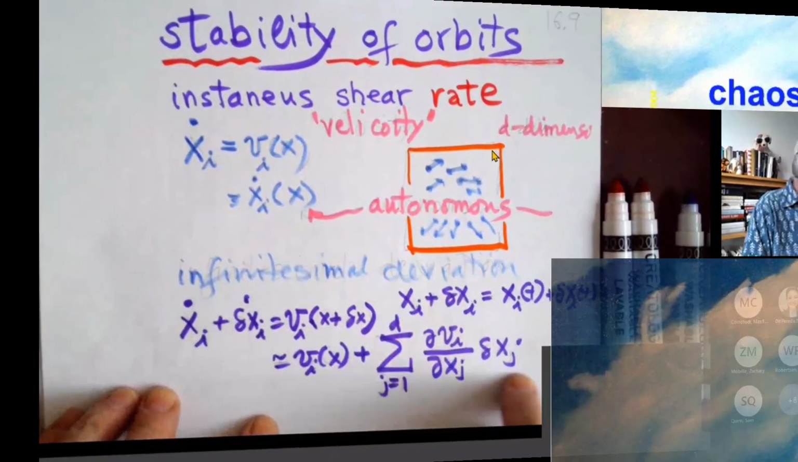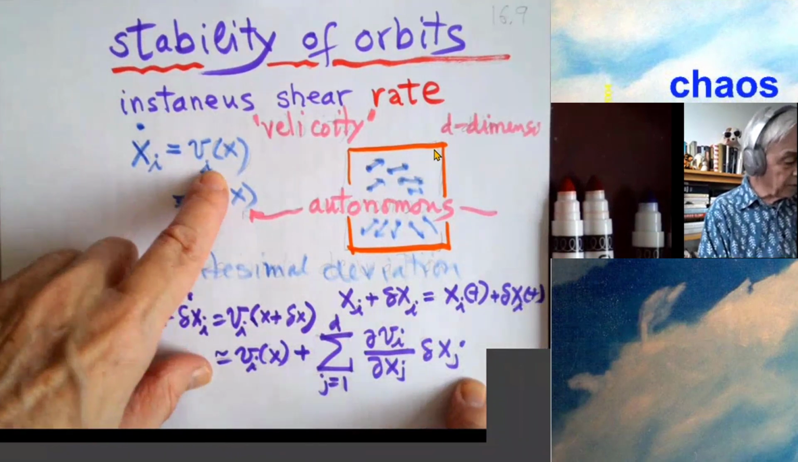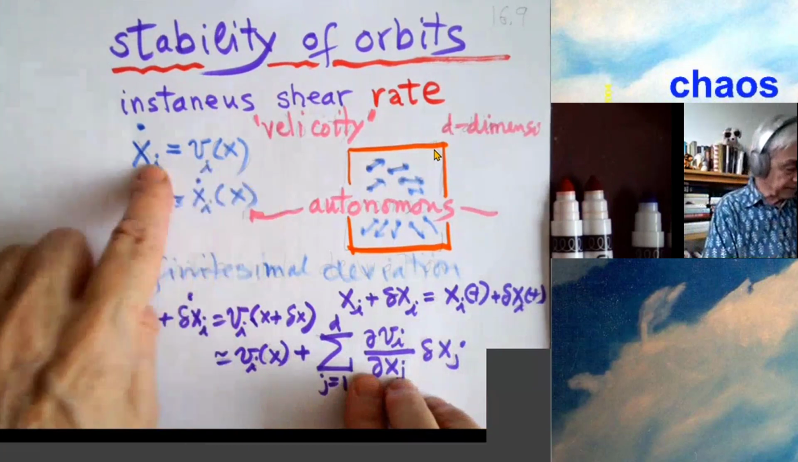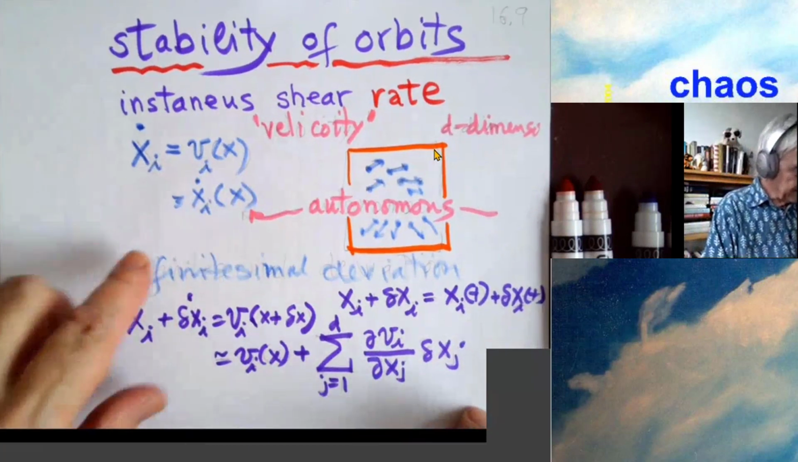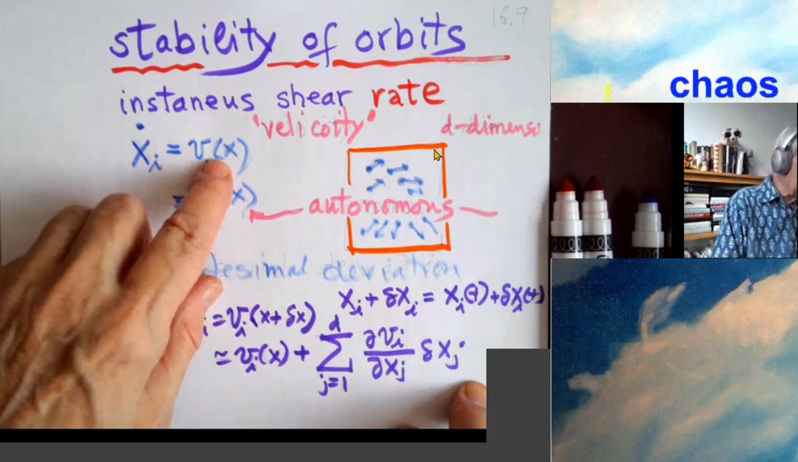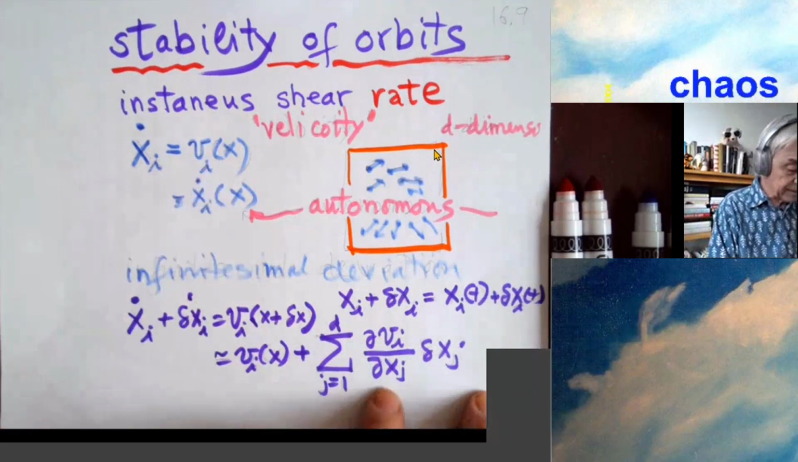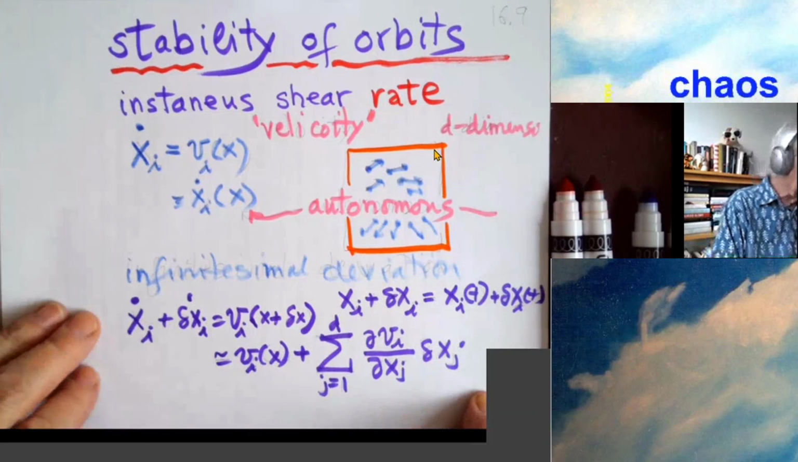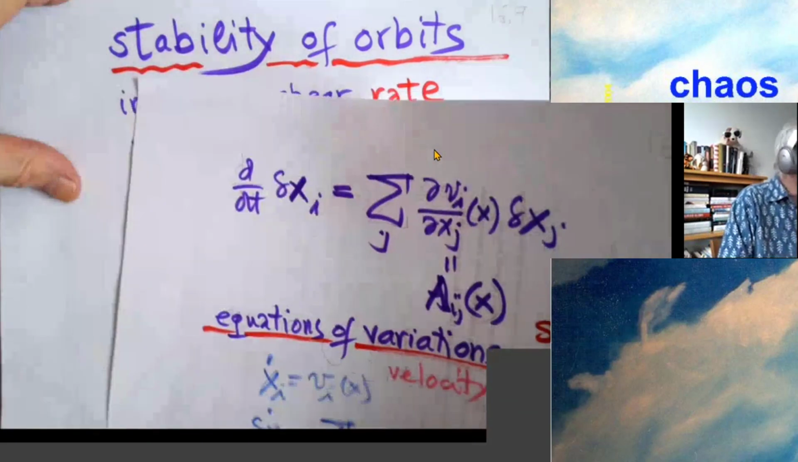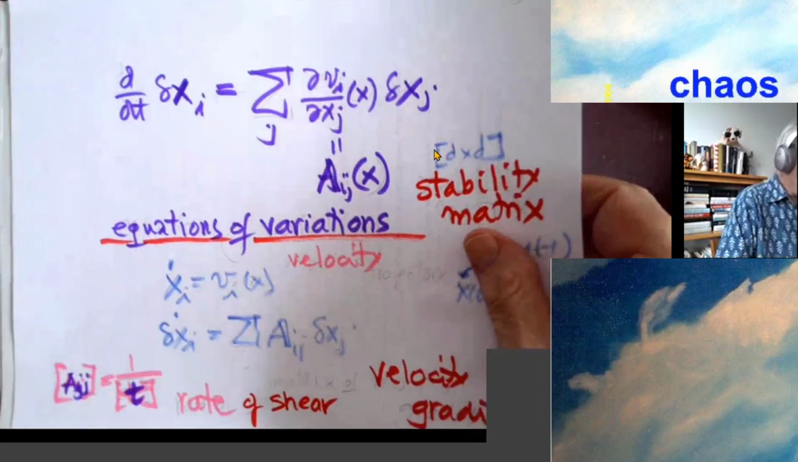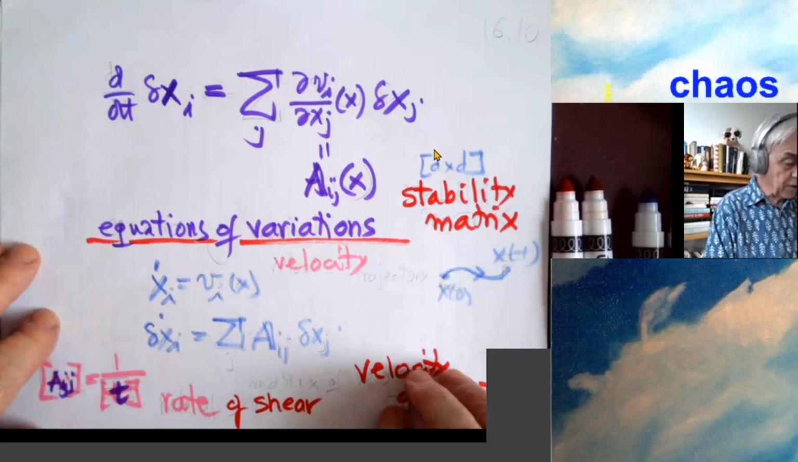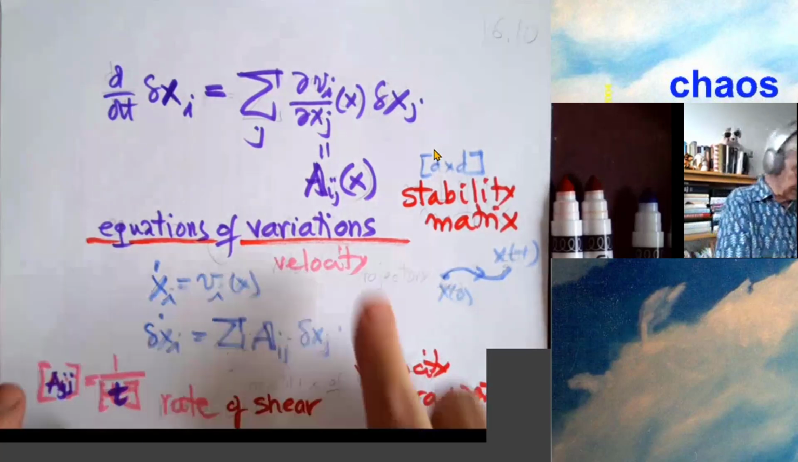The main object here is, if you know the velocity of the field defined in every place, so this is a vector field, that's some set of functions, so you know how to take their derivatives. They depend on d dimensions, so there are d partial derivatives. And this object I call the stability matrix, or matrix of velocity gradients. And that tells me how instantaneously the neighborhood gets sheared.